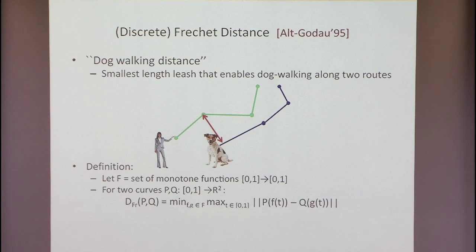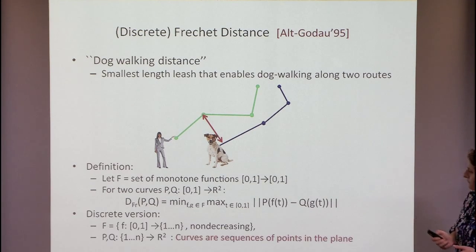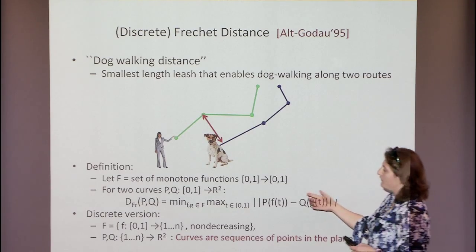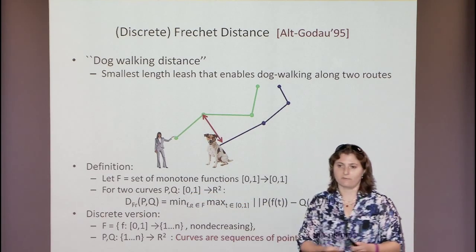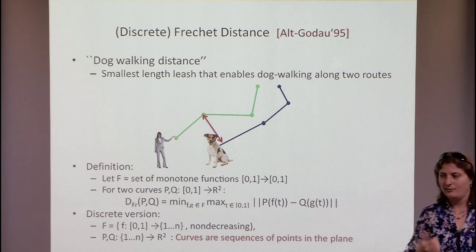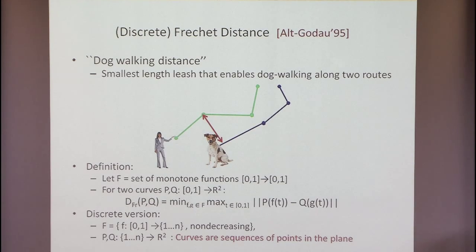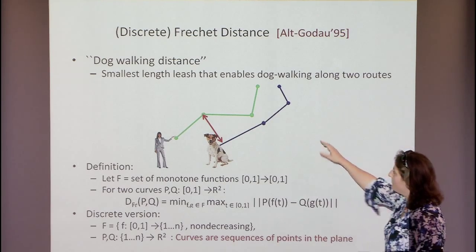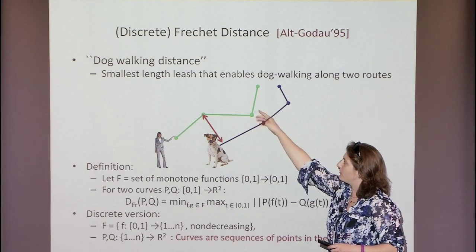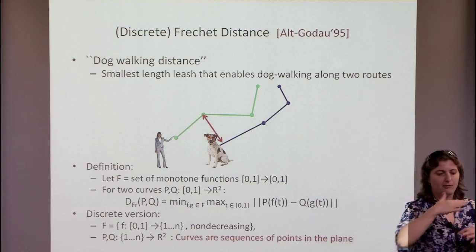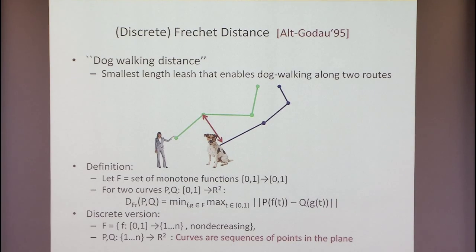So this is the continuous version. Now, we kind of live in a discrete world, so we discretize it. And the way it's typically discretized is now the curves don't go from 0 to 1. They go from the points 1 to n. And this just basically means time 1, I'm here, time 2, I'm here. And now this converts the problem from curves into a problem on sequences.